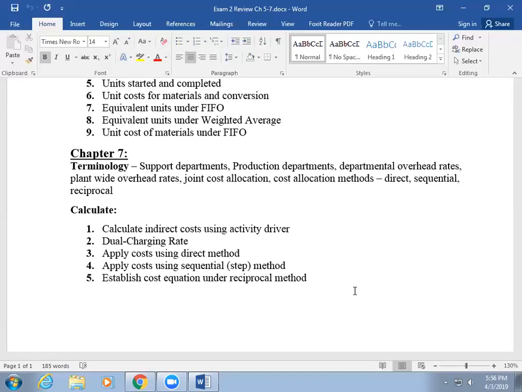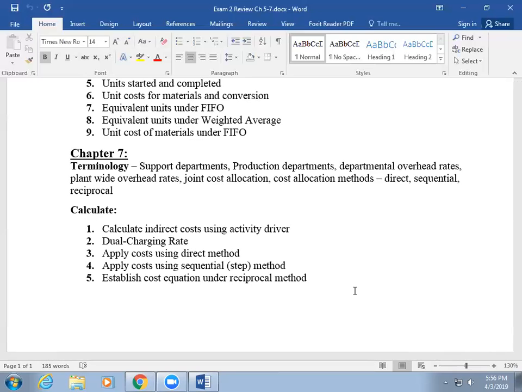So just understand that, and obviously understand the difference between plant-wide and departmental, where plant-wide is what we did up until chapter 7. And then really understanding joint cost allocation. That was the last problem we did as an example, with the weighted apples and everything. And then understand the different cost allocation methods. Be able to tell the difference between the direct, sequential, and reciprocal. One of the biggest things is that reciprocal is the most difficult, but the most accurate because you're applying all the costs to all the other departments. So you're getting a more accurate cost representation.